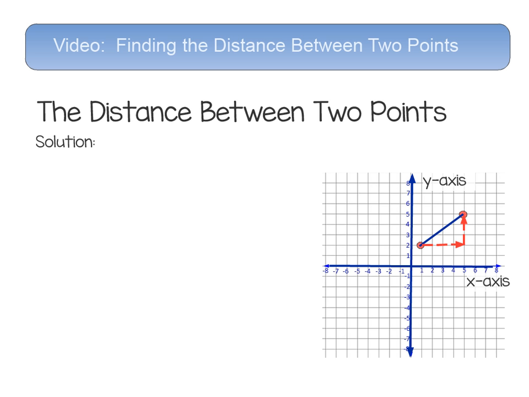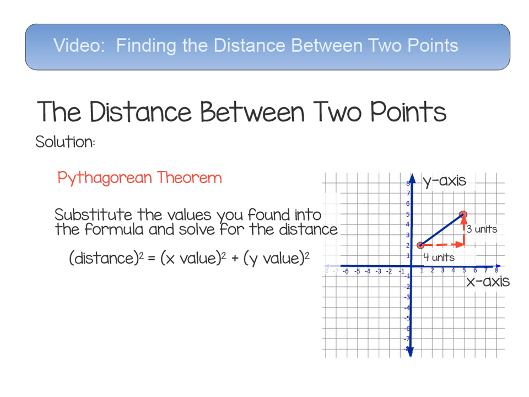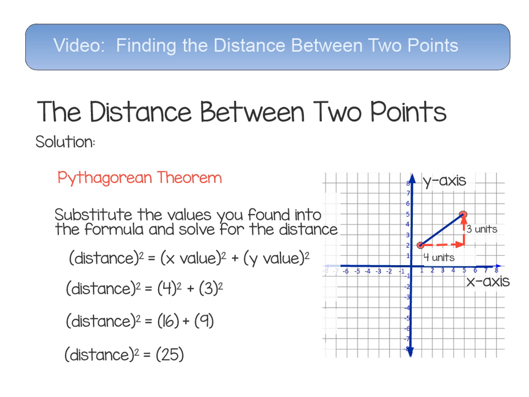Now, for the Pythagorean theorem, we will take the values that we found in our previous slides, 4 units and 3 units, to substitute into the given formula. This will give us the distance squared is equal to the x value squared plus the y value squared. Distance squared is 4 squared plus 3 squared. Now, using the exponent button on your calculator, you will see that distance squared is 16 plus 9, which adds together to give 25. So we know the distance squared is 25, but what about just the distance?